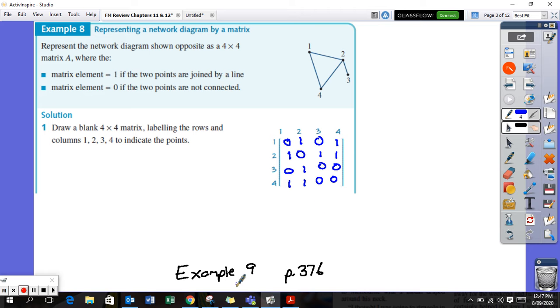There's another example you can have a look at if you want to see some more: Example 9 on page 376. Pause if you want to have a look at it, and then I'll see you over the page.